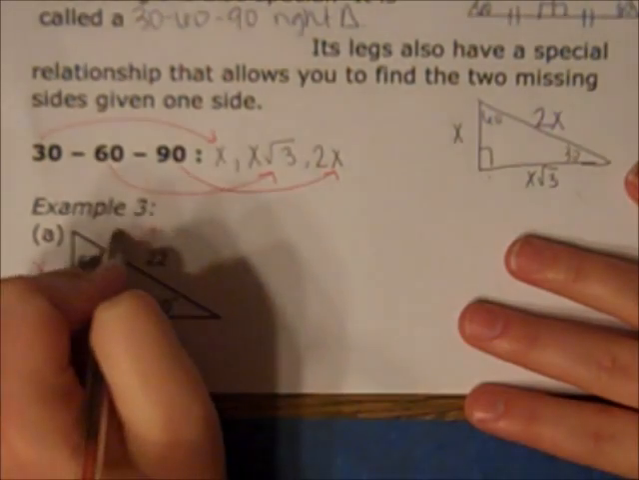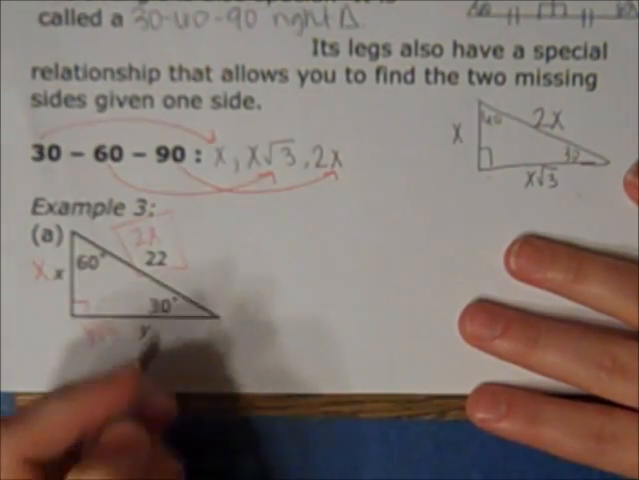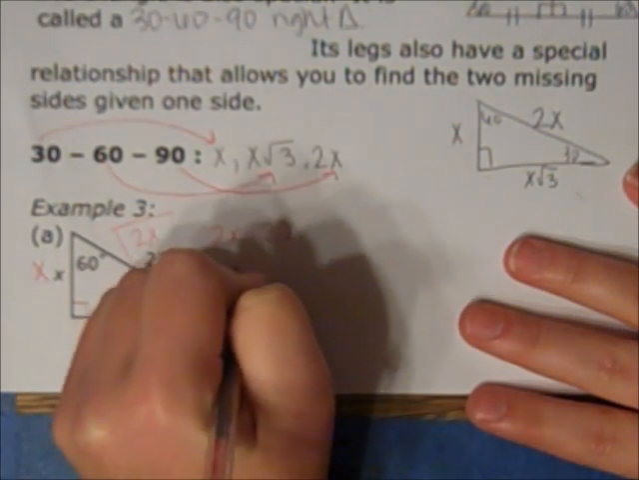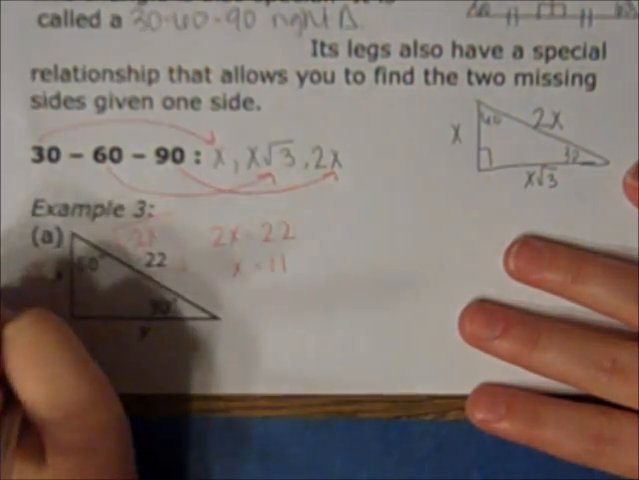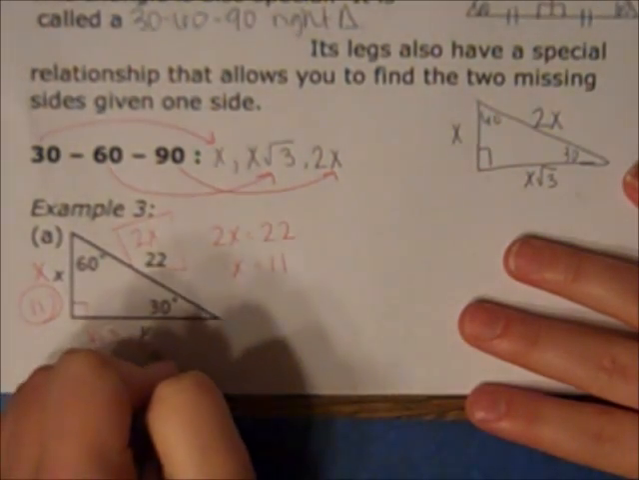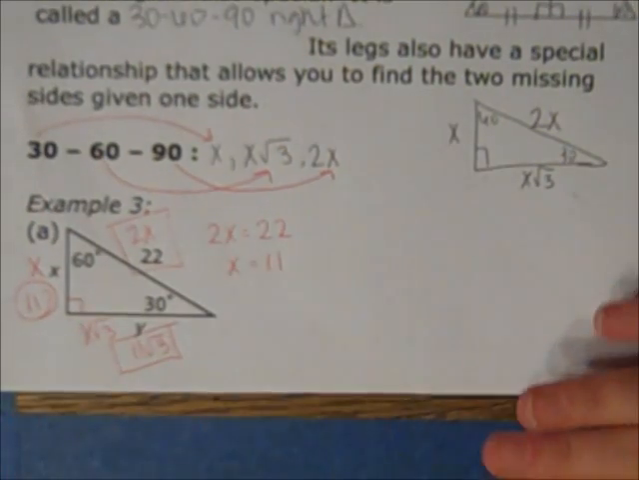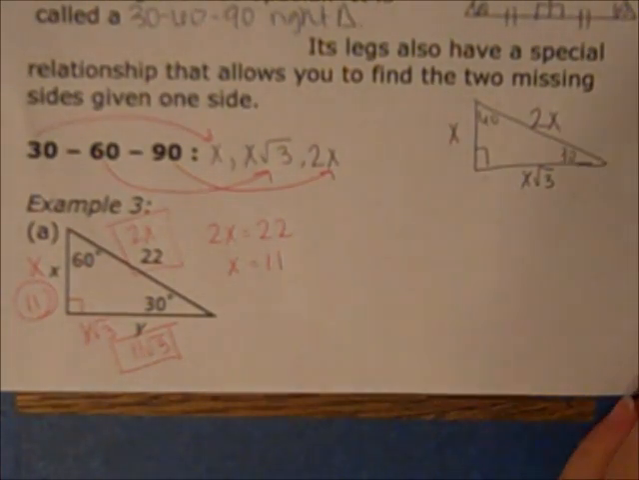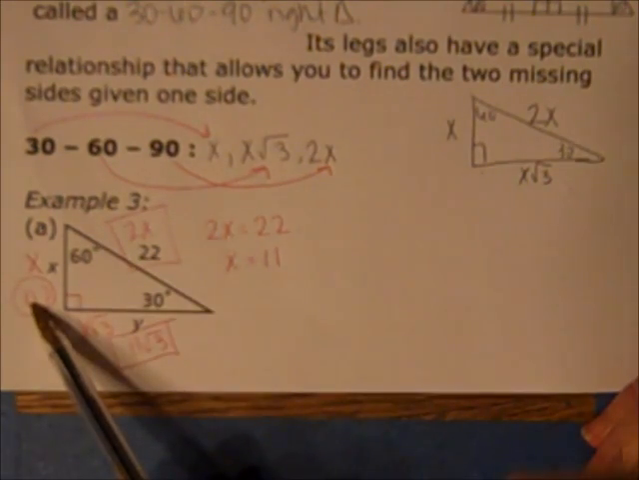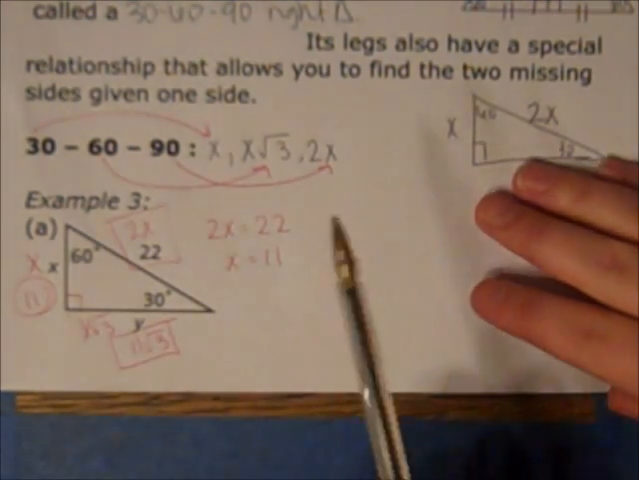Okay, here is my equation based on the side they gave me. 2x is equal to 22. Therefore, x is equal to 11. And this side would be 11 on the square root of 3. No work necessary for that one, not much anyway. If this is 22, this is half of that, which is 11. 11 on the square root of 3.